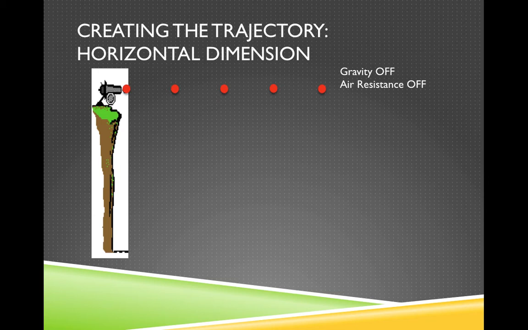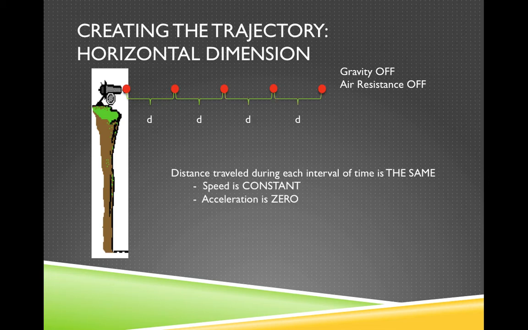And if you notice, because gravity is off and air resistance is off, the cannonball doesn't fall, but it also does not slow down. Therefore, the distance covered in each increment of time is equal. And you can see that in the diagram. So the distance traveled during each time interval is the same. The speed is constant, and the acceleration horizontally is 0. This results in the distance being equal for every increment of time.